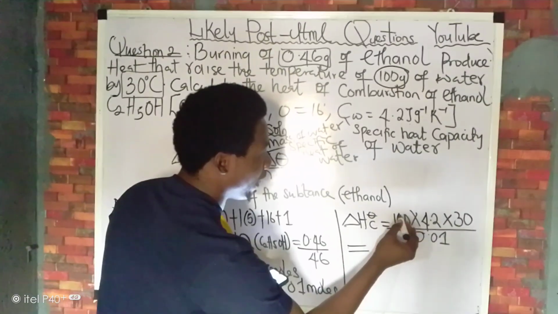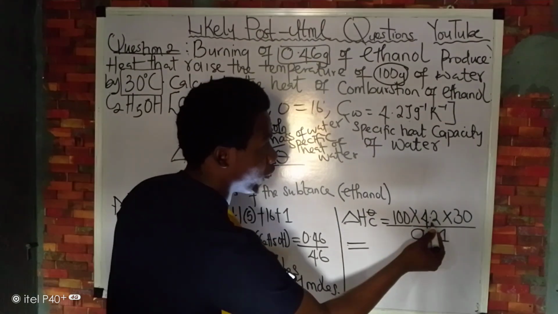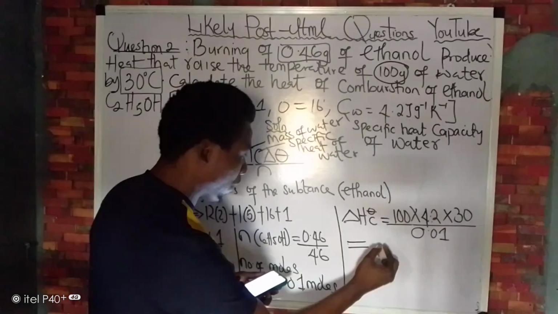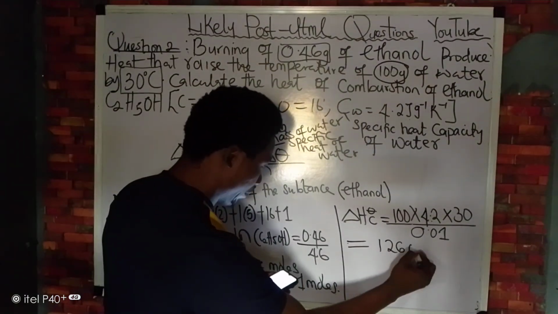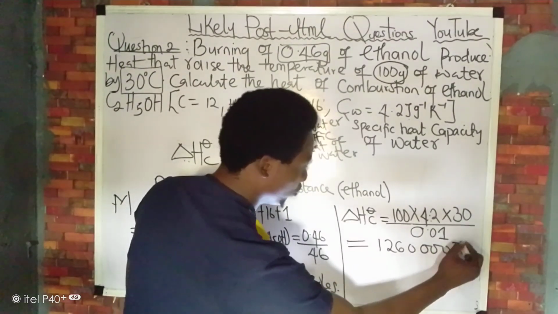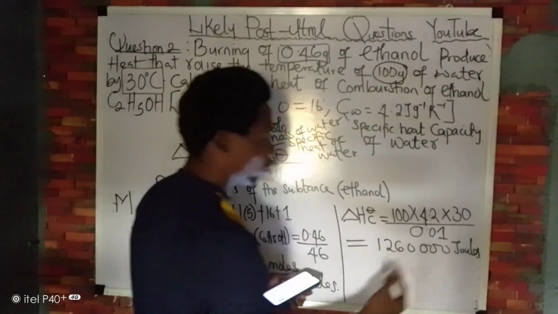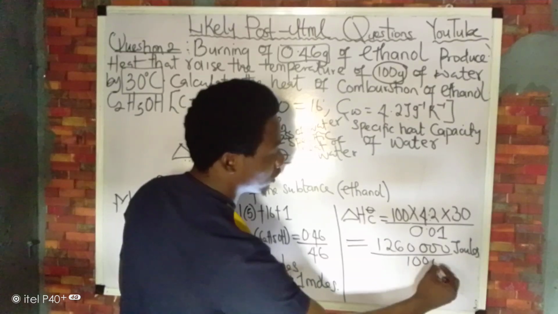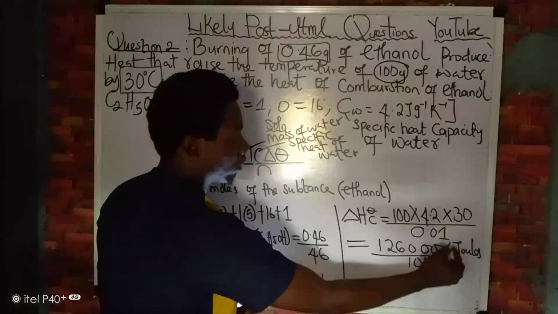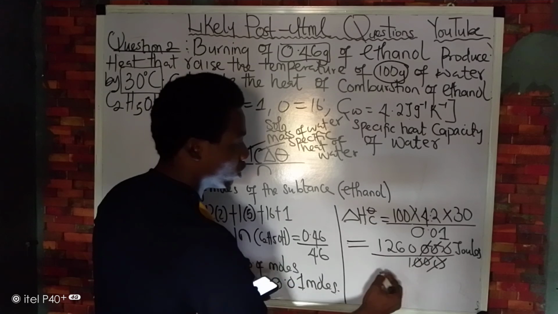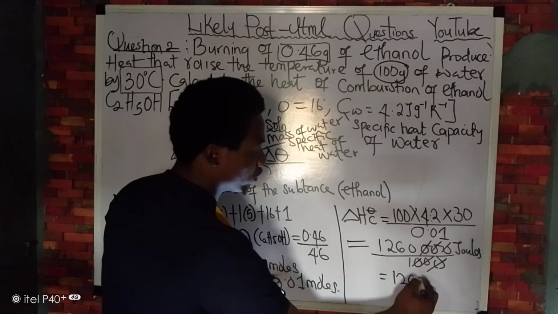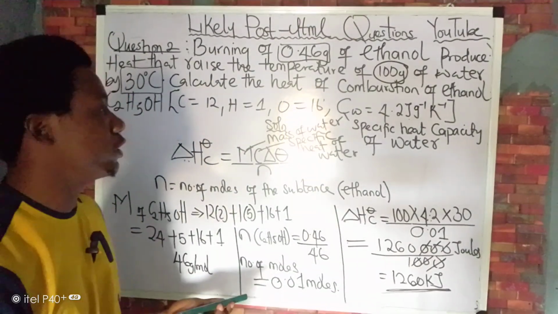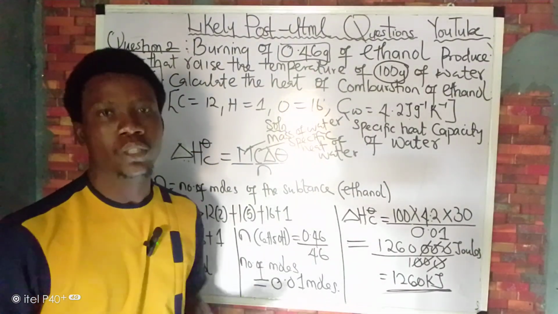So if we multiply 100 by 4.2 by 30, then we divide by 0.01, we have 1,260,000 joules. This is the amount of heat. So let's convert to kilojoules as usual by dividing by 1,000. So this cancels this, this cancels this, this cancels this. So what do we have? 1,260 what? Kilojoules. So this is the amount of heat of what? Combustion.